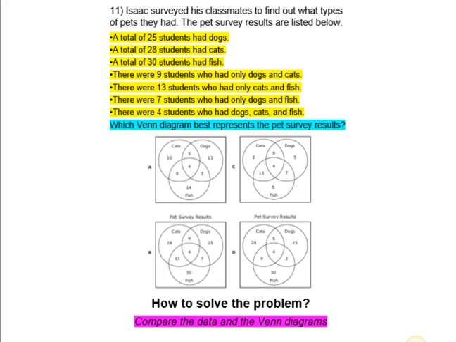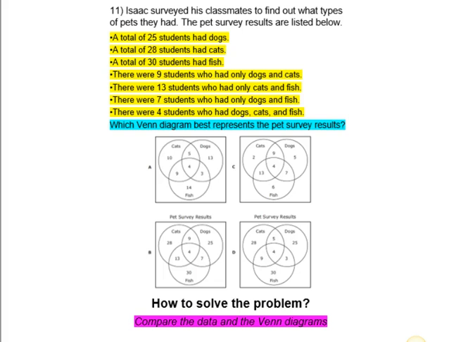There were a total of 25 students that had dogs. So looking at the Venn diagram, do you see a calculation of students who had dogs? Also, there were a total of 28 students that had cats. There were a total of 30 students who had fish. There were 9 students who had only dogs and cats. There were 13 students who had only cats and fish. There were 7 students who had only dogs and fish. And lastly, there were 4 students who had dogs, cats, and fish.